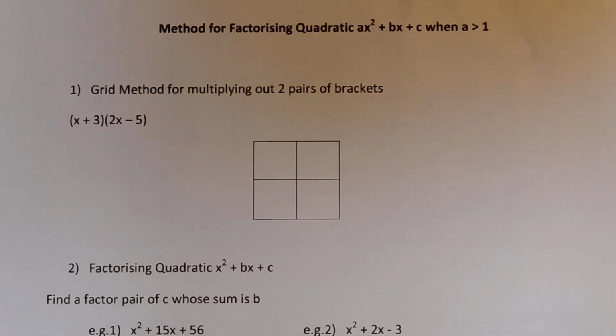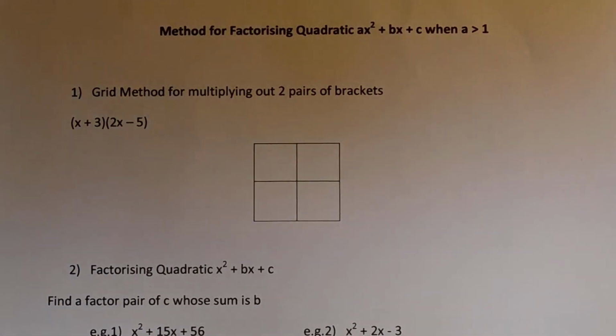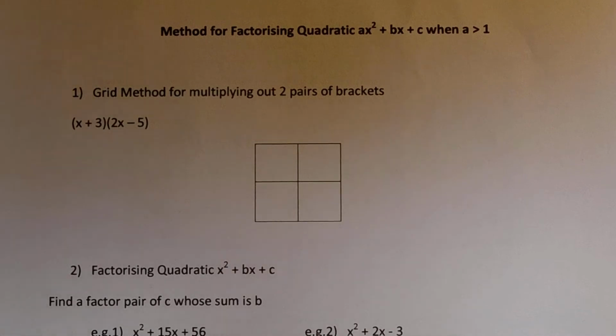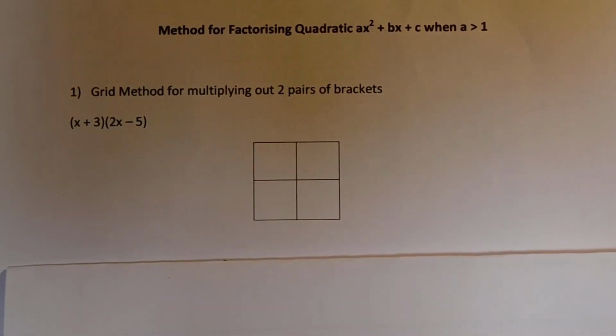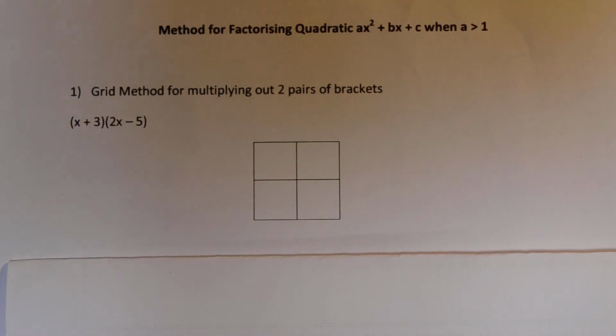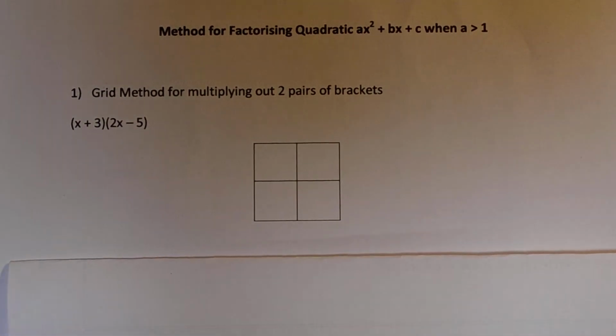I want to show you a method for factorising a quadratic of the form ax squared plus bx plus c when the coefficient of x squared is greater than 1. And before I do that, I just want to show you a couple of things which you need to understand in order to understand the method.